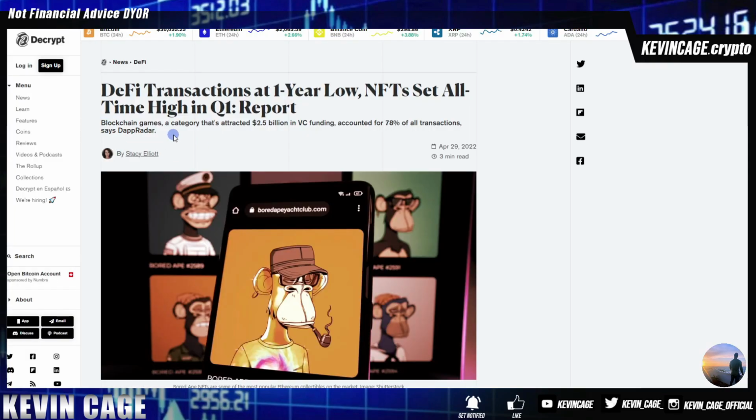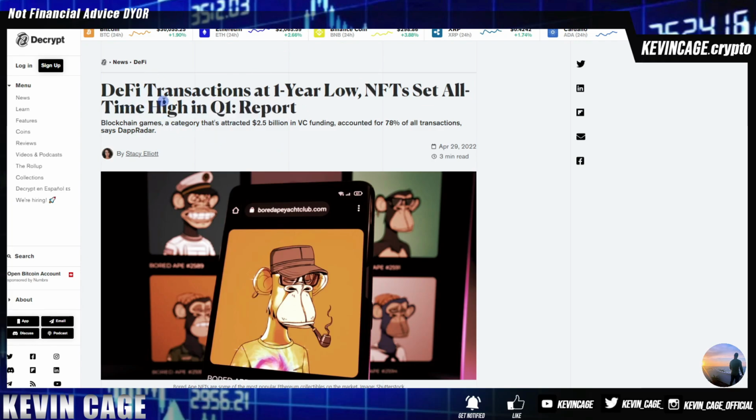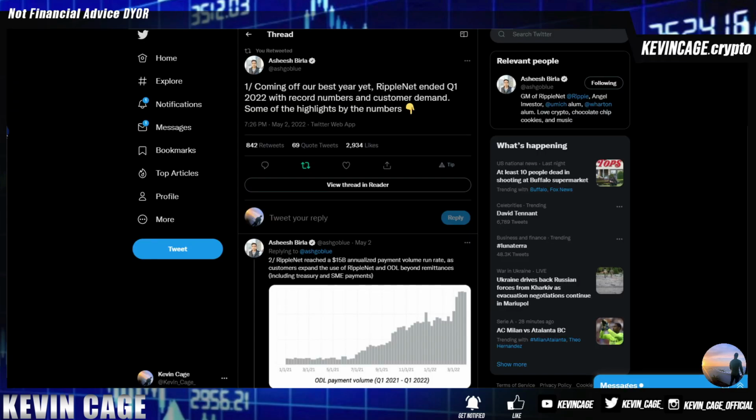And with that being said, we can see that DeFi transactions are at a 1-year low, and NFTs actually set an all-time high in Q1. This is the first bubble of many bubbles. Now keep in mind, crypto had many bubbles, many pumps. There's opportunity in bubbles, guys. Some people see bubbles having a negative connotation, but investors see the opportunity. Again, Ashish Birla, general manager over at RippleNet, discussing, coming off our best year yet, RippleNet Q1 2022 ended with record numbers and customer demand.